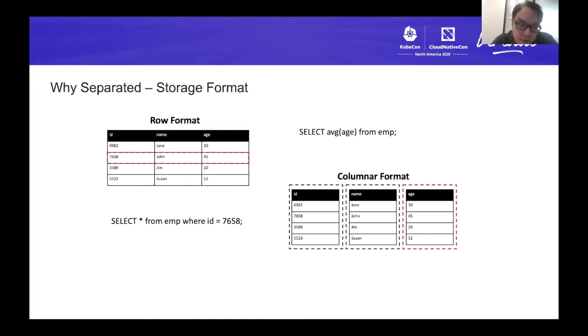But if you want to answer a point query, like where ID equals 7658, where you just need a single row, for a column format you need to seek three times to find each individual column's data for that single row and combine it together, then you have the row. So the column format is not very suitable for transactional processing.